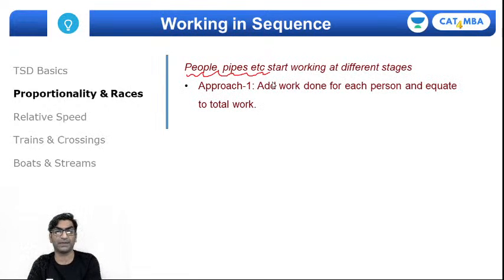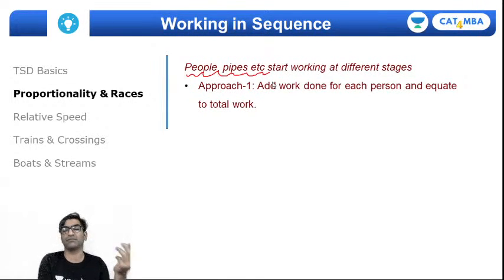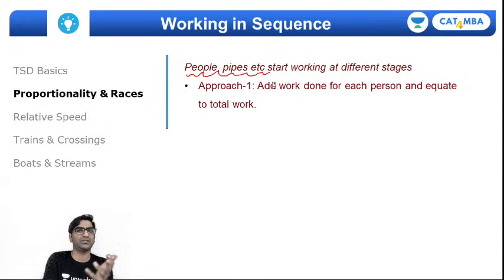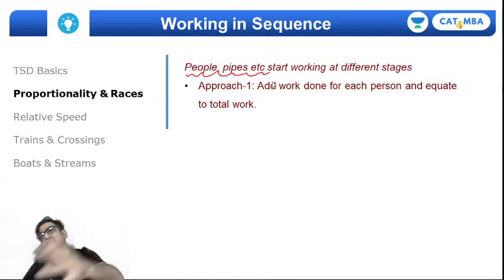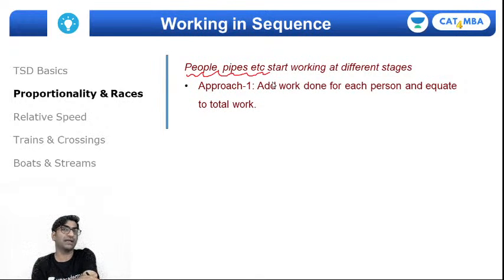Well, there are two approaches that we'll discuss. The first approach is to work individual by individual, right? If there are A, B, C, D, multiple people working, then you try and figure out how long each of them worked, and you've already calculated their individual rate. So you calculate work done by each person as his rate into time taken, and then you add all of it and equate it to the total work that you assumed, right? And that will give you an equation which you can solve. This is the first approach.